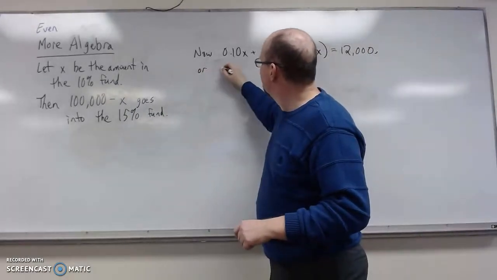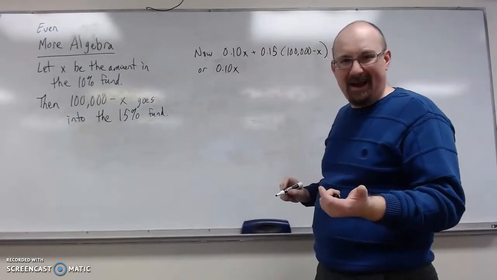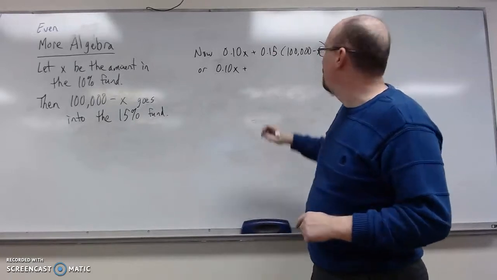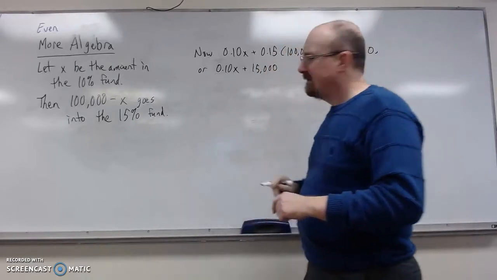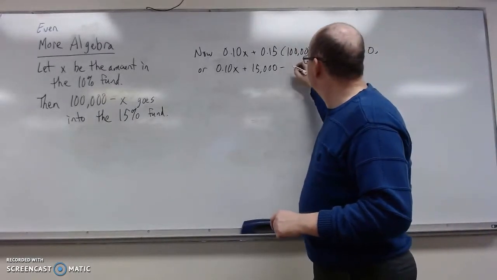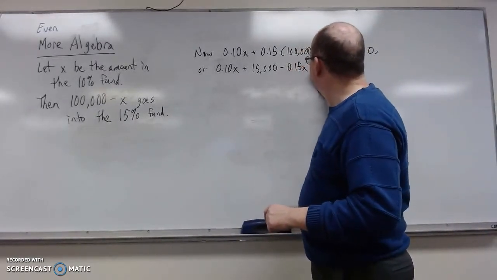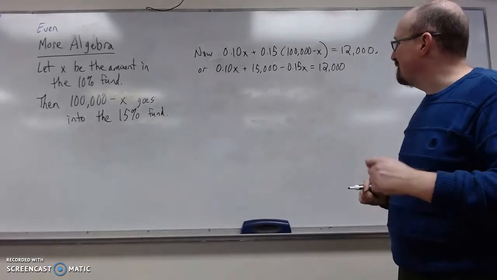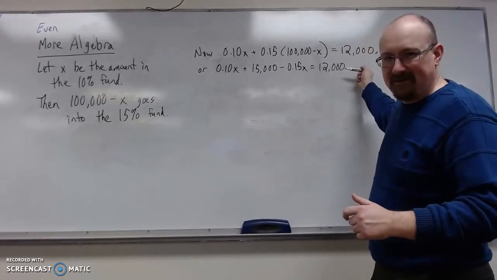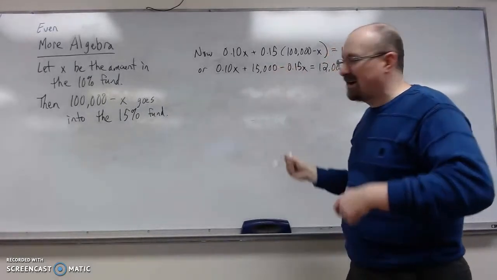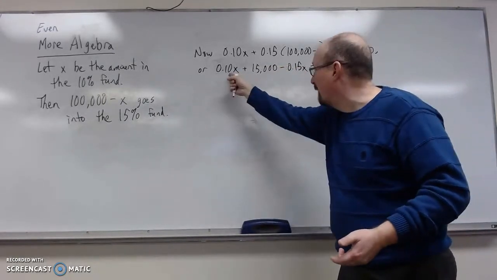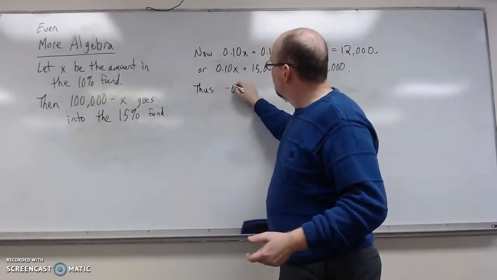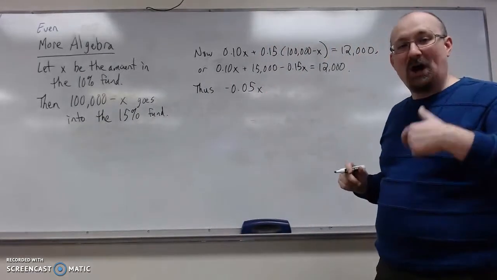So 0.10x, don't do anything with that yet, plus 0.15 times 100,000. That's going to give me 15,000 minus 0.15x equals 12,000. All right. So now we can subtract over this 15,000, and these 2 terms here are already on the same side, so we can just combine them. 0.10x minus 0.15x. So that's going to give me negative 0.05x.